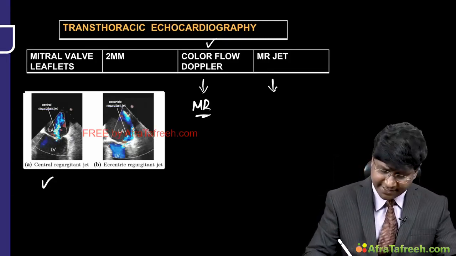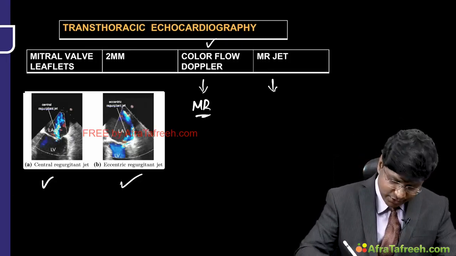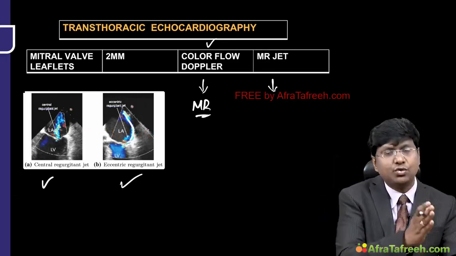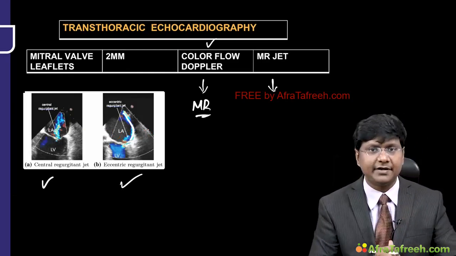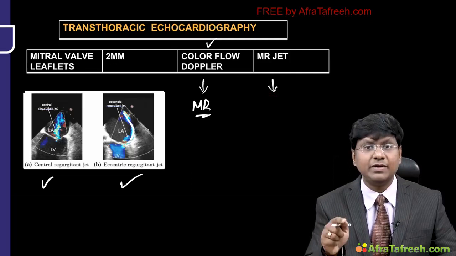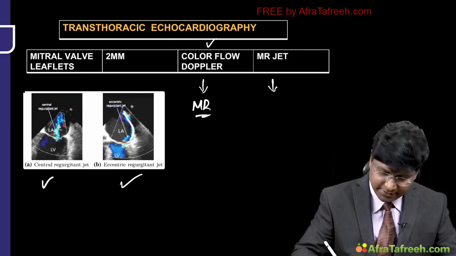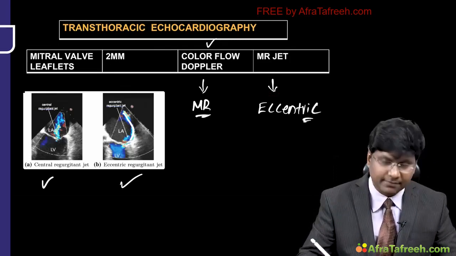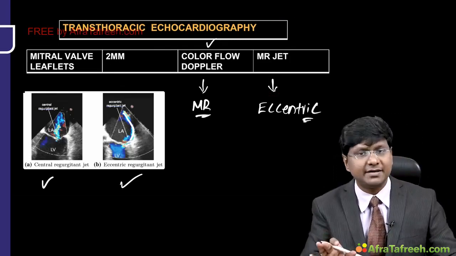Whereas another form of jet is the eccentric jet. It is not through the center, it is through one side of the left ventricle. And in case of mitral valve prolapse syndrome, the MR jet will be eccentric, right? The MR jet will be eccentric in case of the mitral valve prolapse causing the mitral regurgitation.